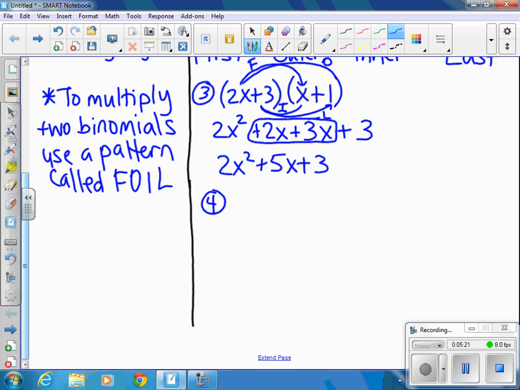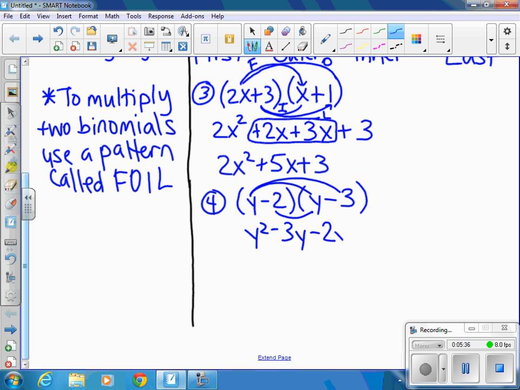All right, so for the next one, if I take y minus 2 times y minus 3, again, it's first, outer, inner, last. So y times y is y squared, y times negative 3 is negative 3y, negative 2 times y is negative 2y, and negative 2 times negative 3 is positive 6. Again, combine the middle together, so your final answer is y squared minus 5y plus 6.